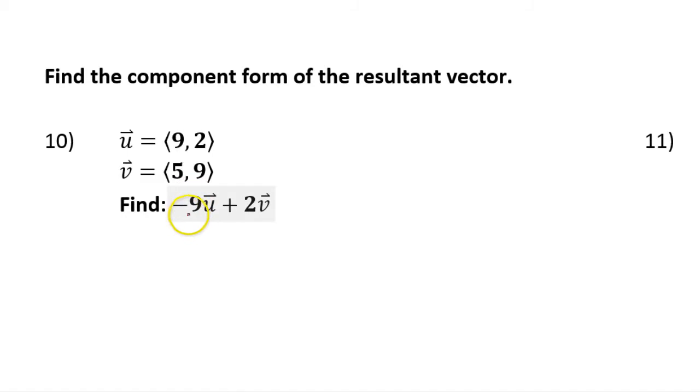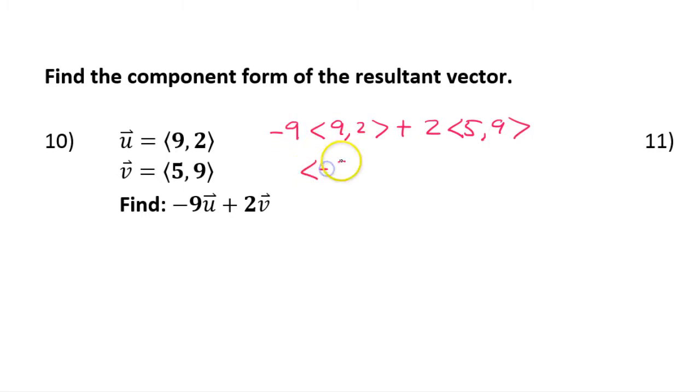If I want to do negative 9u plus 2v, that would be like this. Negative 9 times vector u plus 2 times vector v. So I'm just going to do the scalar multiplication first. Multiplying by negative 9 will give me negative 81 comma negative 18, and then that'll be plus multiplying by 2 gives me 10 comma 18.